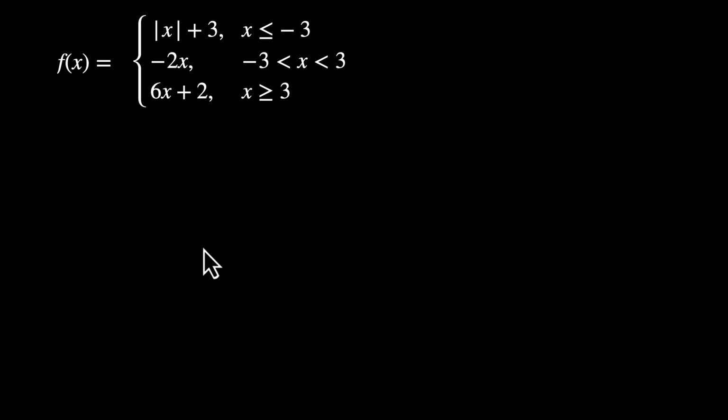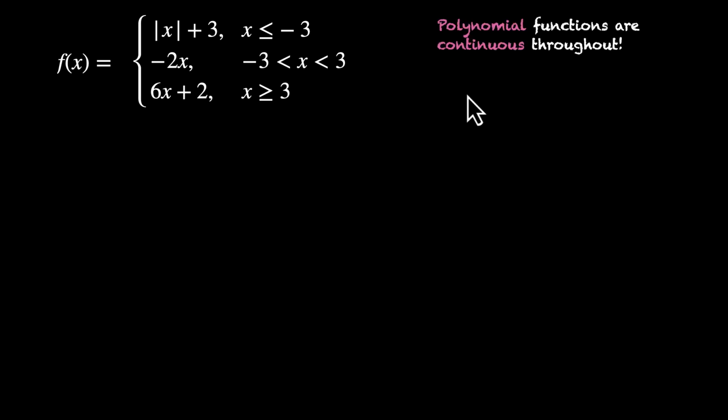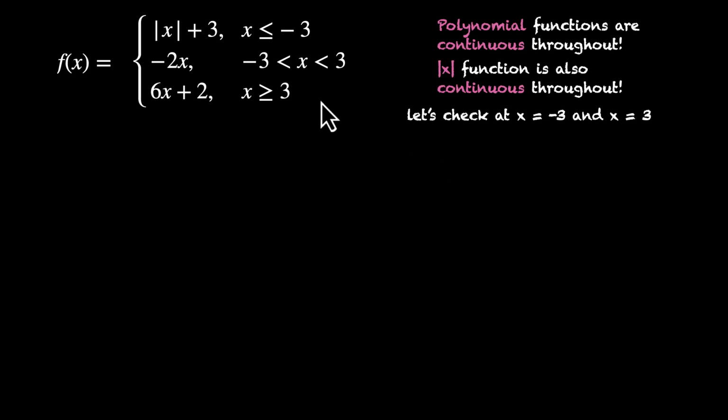Okay, so let's try this together. Polynomial functions are continuous throughout. But mod x, which means mod function, this is also continuous throughout. So we don't need to check for less than minus 3. We don't need to check between minus 3 and 3. And we don't need to check for x greater than 3. Which means we'll check at points where the definition is changing. We'll check at minus 3 and we'll check at 3.